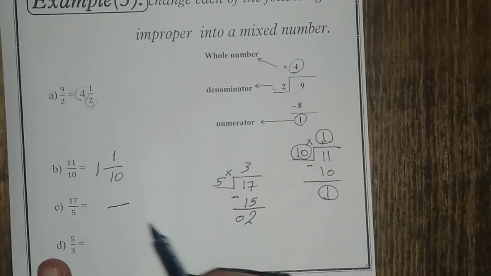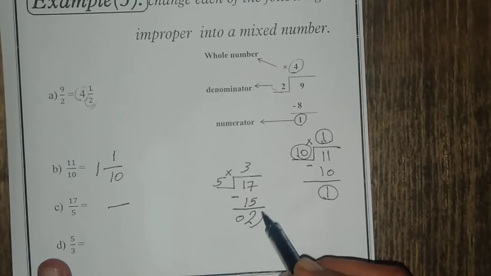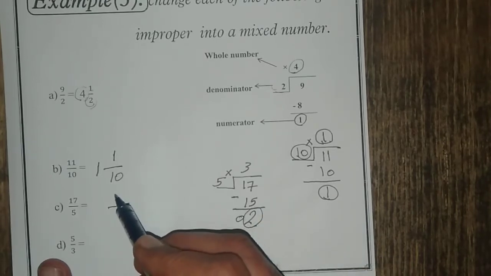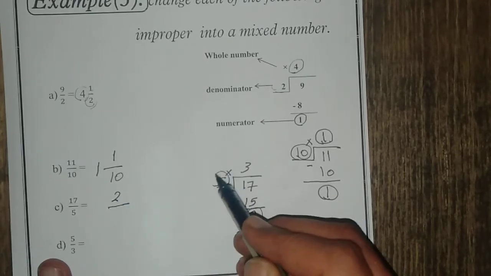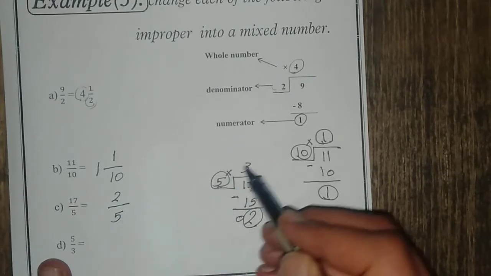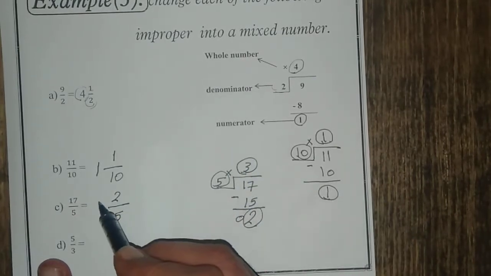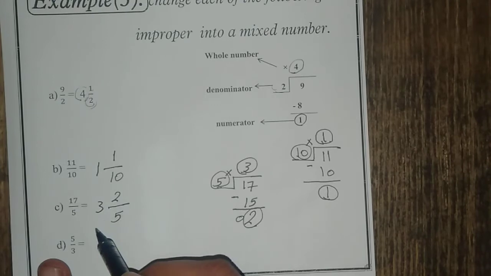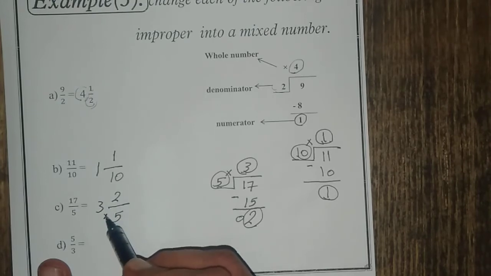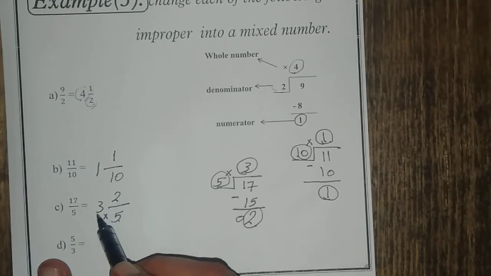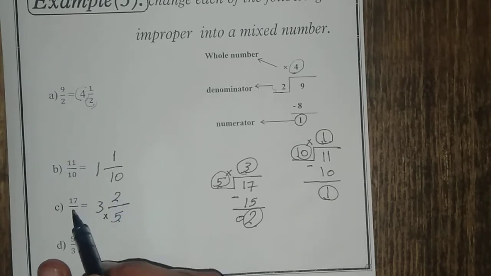Therefore, the mixed number will be 3 and 2 over 5. 2 is the numerator, 5 is the denominator, 3 is the whole number. We can check: 5 times 3 equals 15 plus 2 equals 17 over the same denominator.